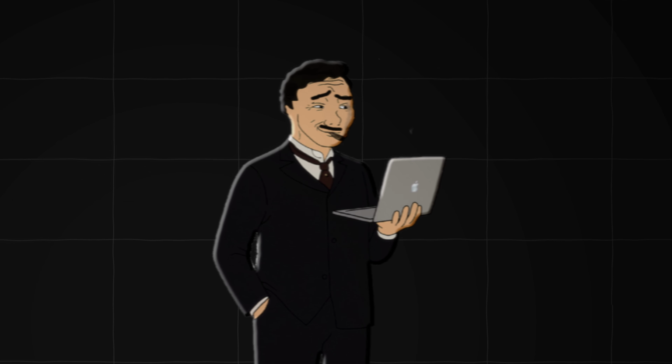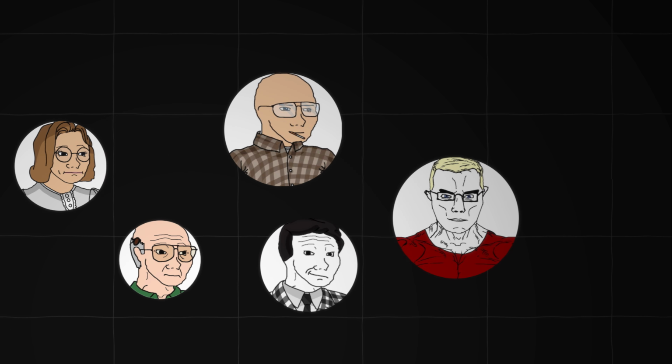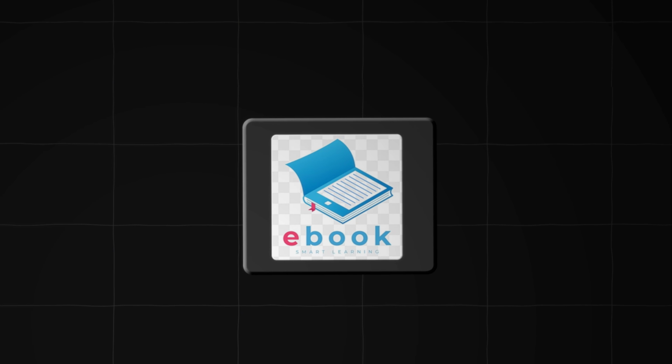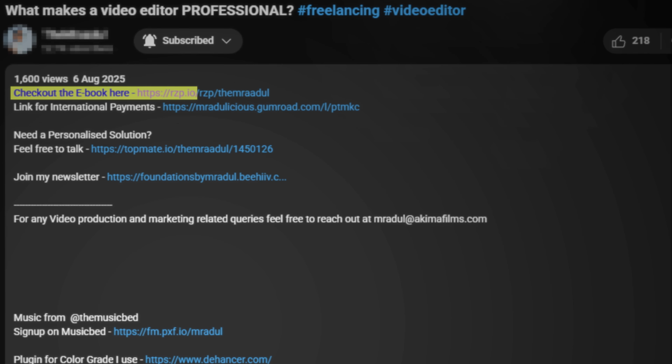So what kind of product works best for this niche? I recommend starting with ebooks first. All you gotta do is pick a specific problem for your audience to deal with, like social anxiety, fear of public speaking, stuff like that, and create a simple ebook that helps solve it. Then you just promote it in your videos.